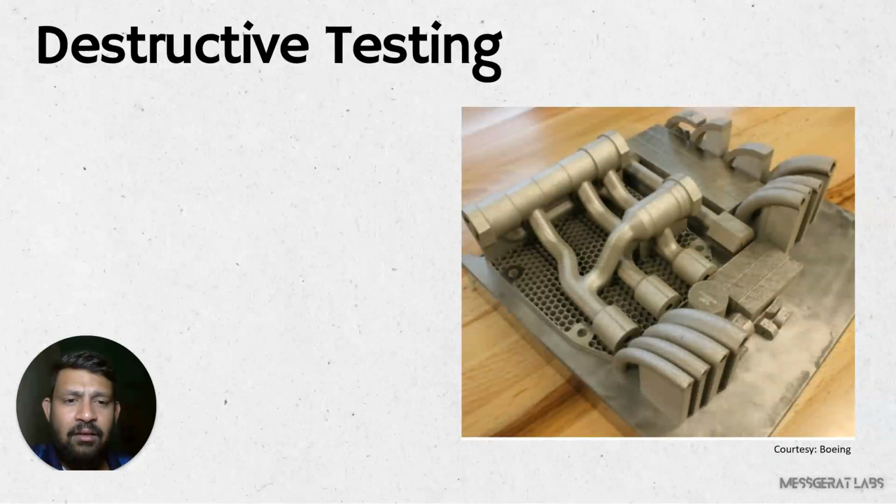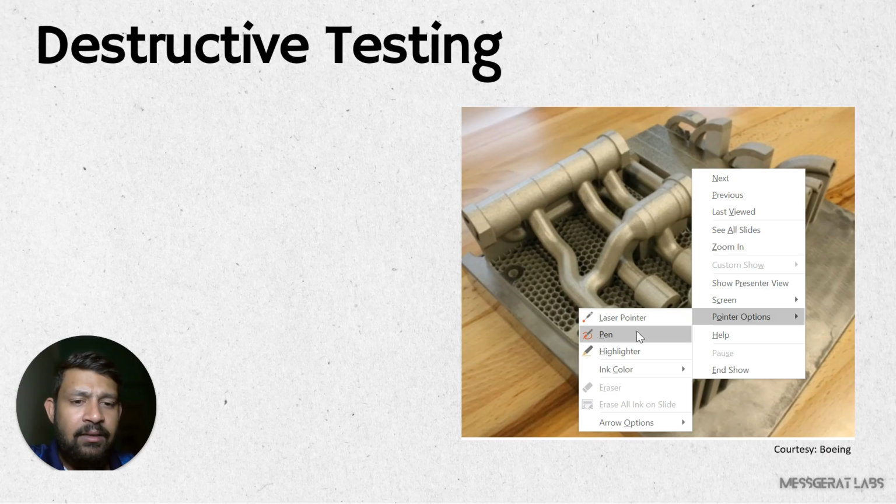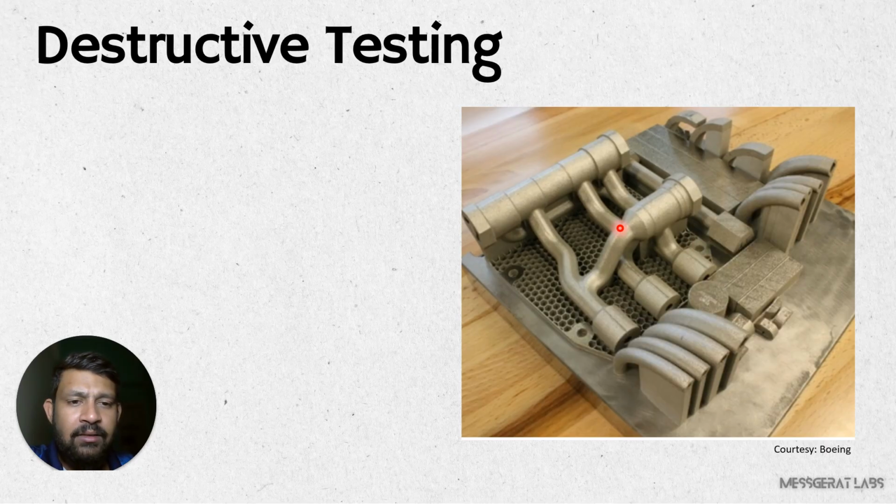If we talk about destructive testing, you can see that in this particular build, there is a hydraulic manifold which has been 3D printed for an aerospace application, which was done by Boeing. We have discussed this in the application sections of this course. And along with this, you will see multiple coupons that have been printed.